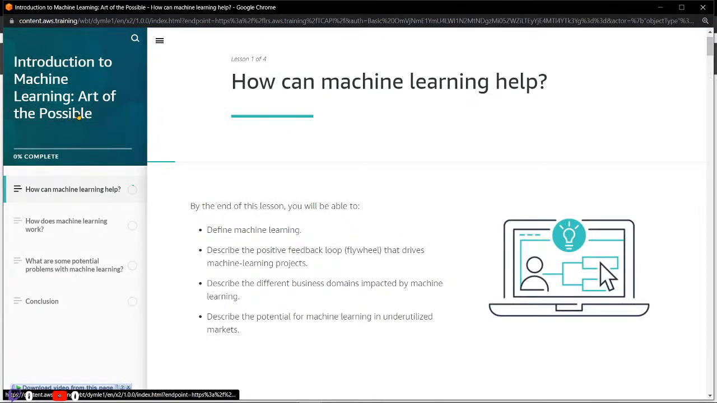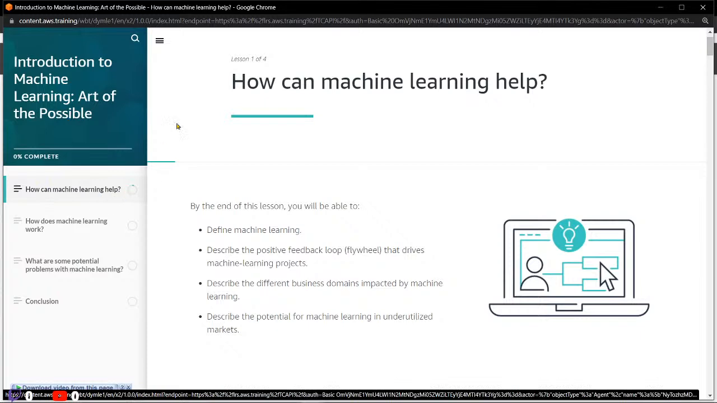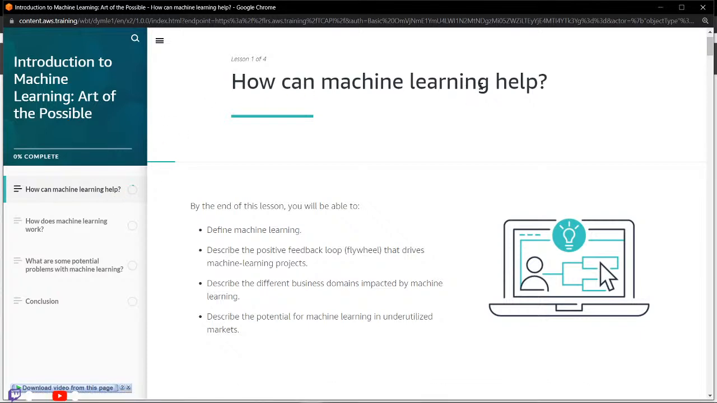Introduction to machine learning, the art of possibility. How can machine learning help? By the end of the session, you will be able to define machine learning, describe the positive feedback loop that drives machine learning projects, describe the different business domains impacted by machine learning, and describe the potential for machine learning in underutilized markets.